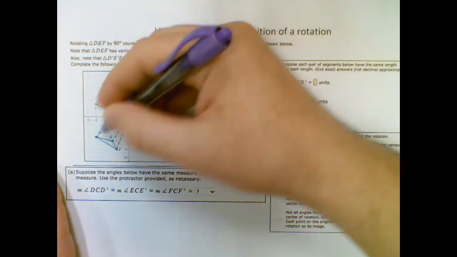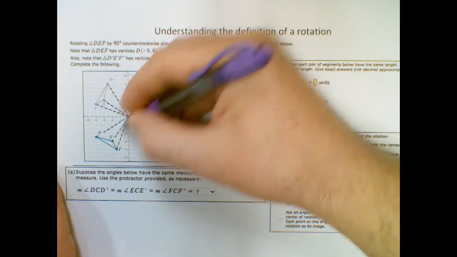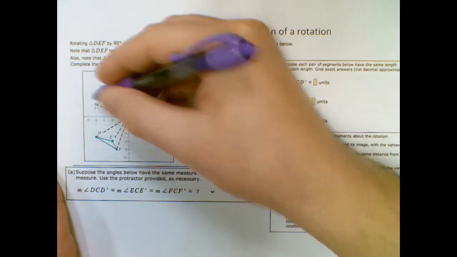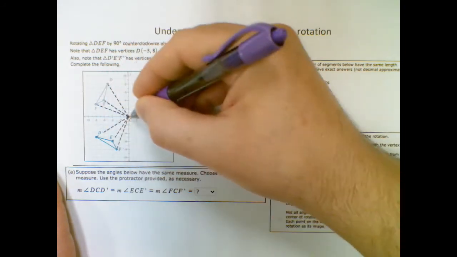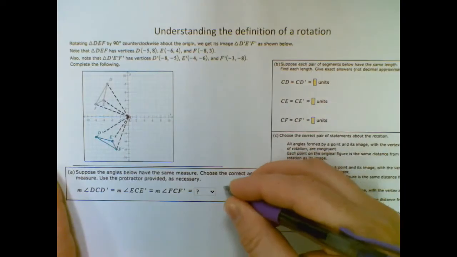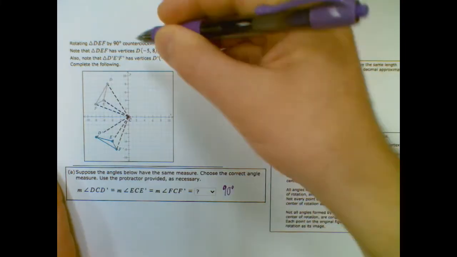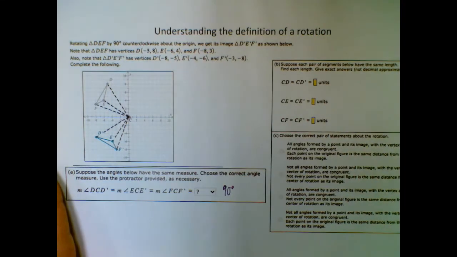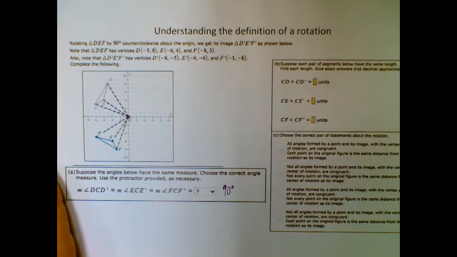DCD prime, okay. So that's here to here. ECE prime and FCF prime. Okay, I see what they're getting at here. So if I go here to here, here to here, or here to here, all of those are 90 degrees, okay? Because that's what I'm rotating by. So all of these make right angles of these three sets.